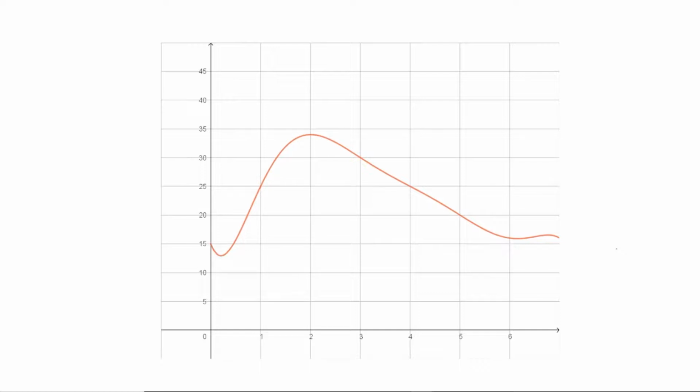Let's look at how we can read some basic information off of a graph. Here I have a graph that looks at the temperature recorded at a particular time of day. We're going to let the 0 represent 12 o'clock and the 6 represent 6 o'clock. And then this graph shows us how our temperature has changed throughout the day, so our y-axis will represent the temperature.